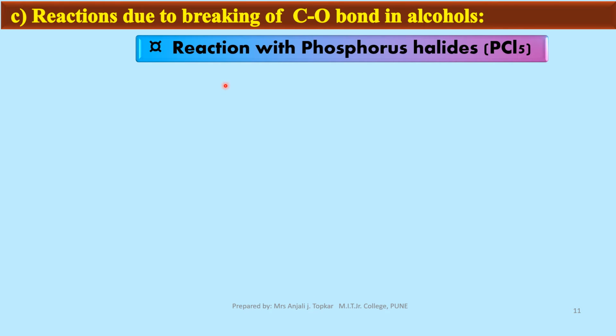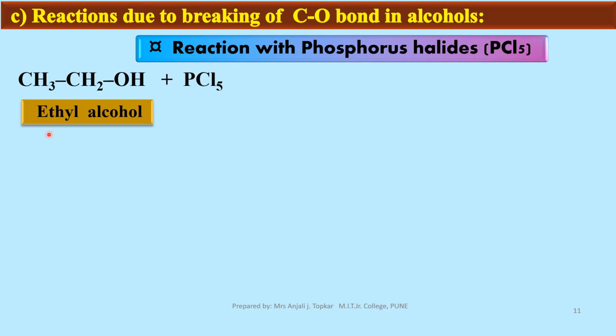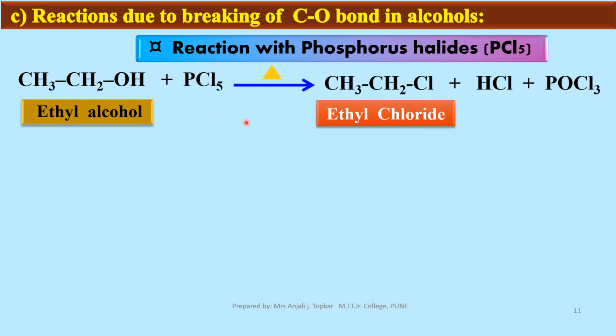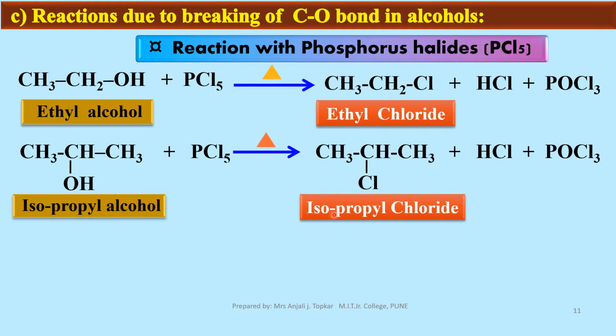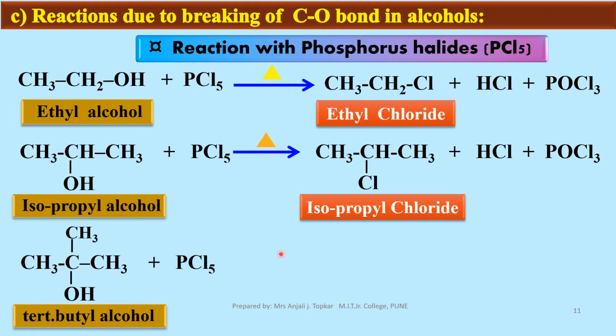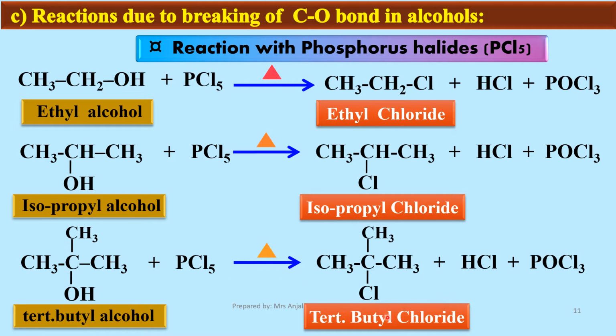Now we are going to see the reaction with phosphorus halides, PCl5. Ethyl alcohol, when treated with PCl5, gives ethyl chloride plus HCl plus POCl3. POCl3 is phosphorus oxychloride. Similarly, isopropyl alcohol reacts with phosphorus pentachloride to give isopropyl chloride, and tertiary butyl alcohol reacts with phosphorus pentachloride to give tertiary butyl chloride.